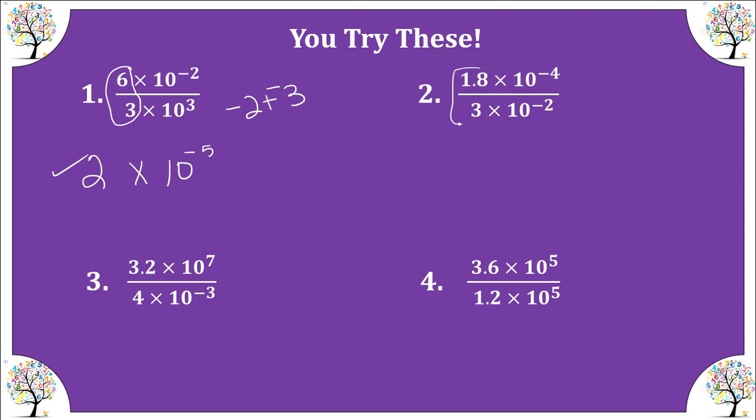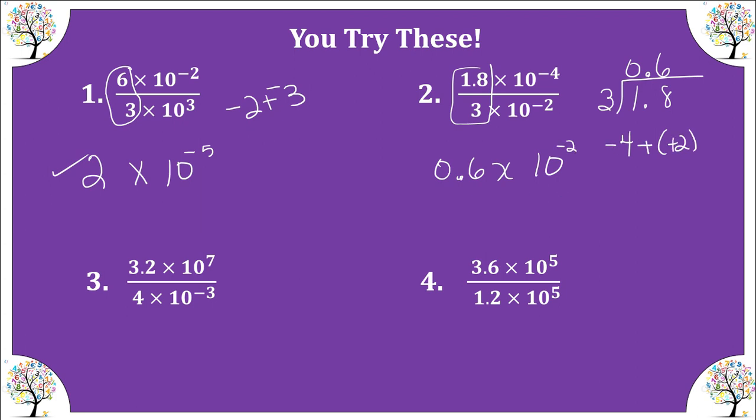Number 2, 1.8 divided by 3, or 3 divided into 1.8. 3 can't go into 0, but it can go into 18, so I get 0.6 times 10 to the, subtract -4 minus -2, keep, change, I get -2. 0.6 needs to be increased to a 6, because this is not between 1 and 10. So I increase the left, so we're going to decrease the right, and we get -3 as our exponent.